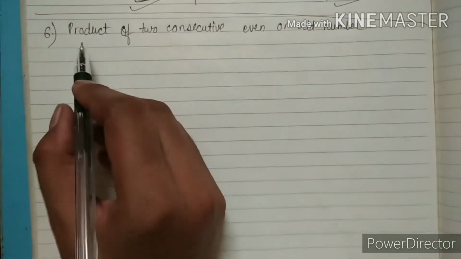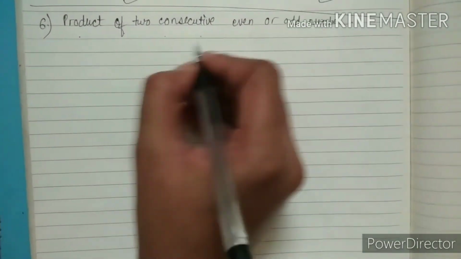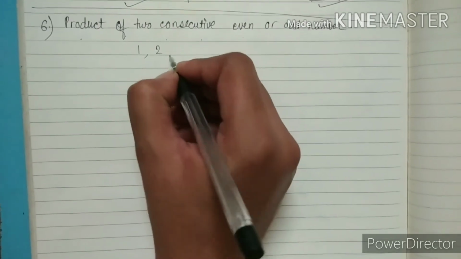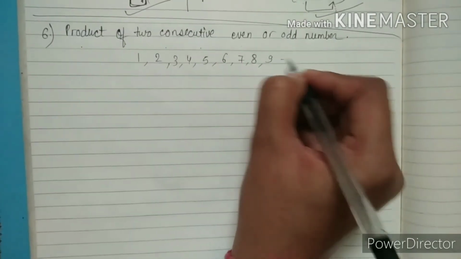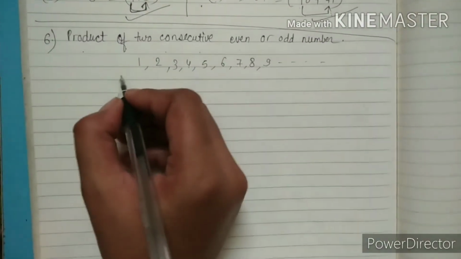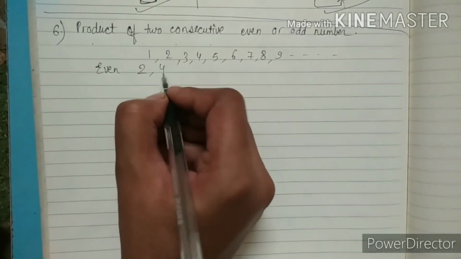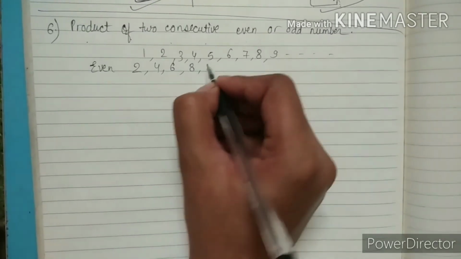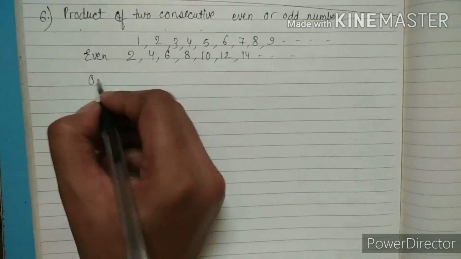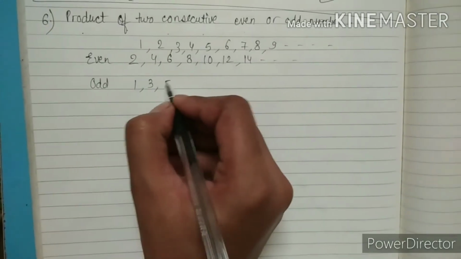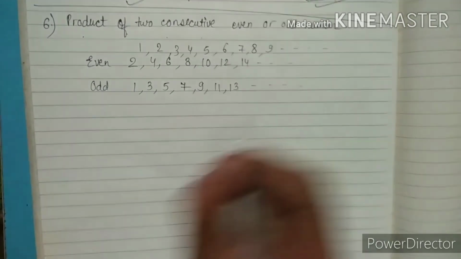Now the last property is the product of two consecutive even or odd numbers. So we have the number line 0, 1, 2, 3, 4, 5, 6, 7, 8, 9 and so on. In these, some are even numbers and some are odd numbers. Even numbers are 2, 4, 6, 8, 10, 12, 14 and so on. Odd numbers are 1, 3, 5, 7, 9, 11, 13 and so on.